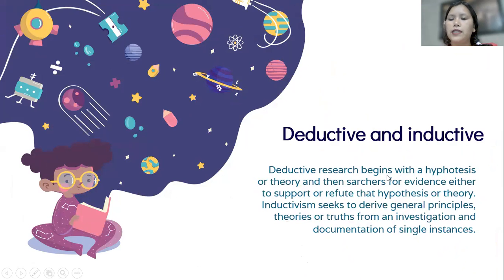Deductive research begins with a hypothesis or theory, and then researchers look for evidence either to support or refute that hypothesis or theory. Inductive research seeks to derive general principles, theories, or truths from an investigation and documentation of a single instance.